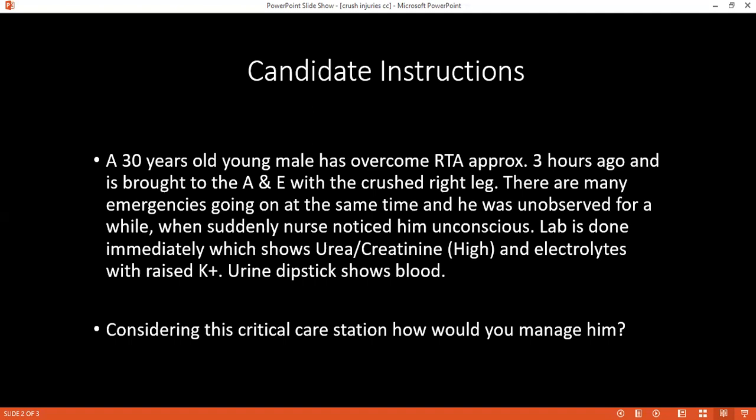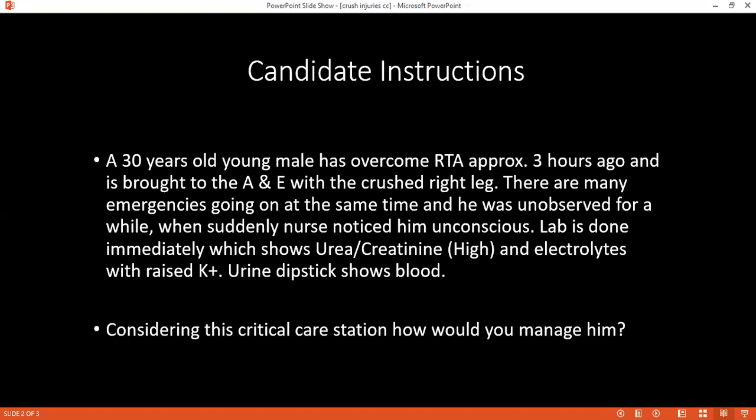And how would you manage hyperkalemia? To manage hyperkalemia, I can give salbutamol via nebulization. I can give calcium gluconate. I can give insulin, ma'am. Sorry, ma'am, I forgot, short-acting insulin.